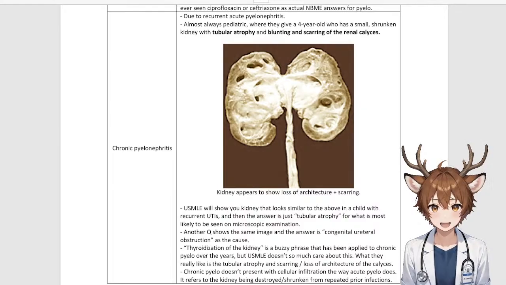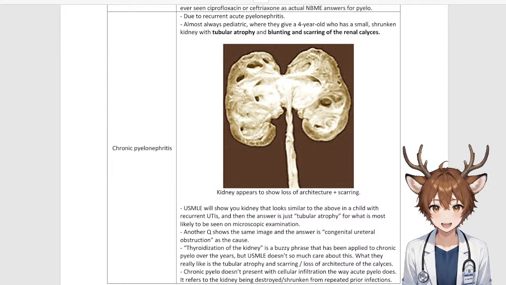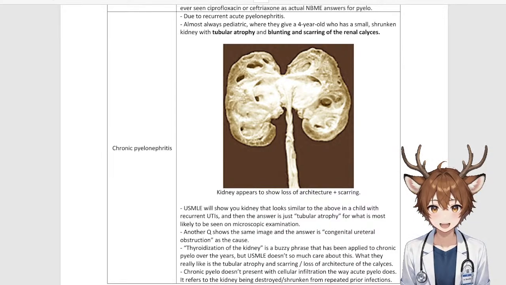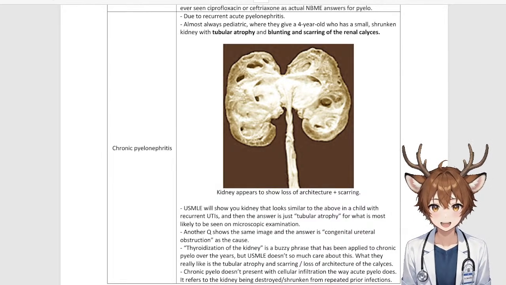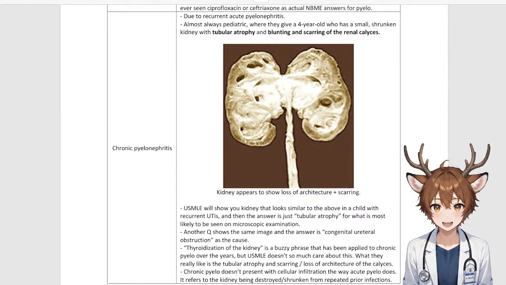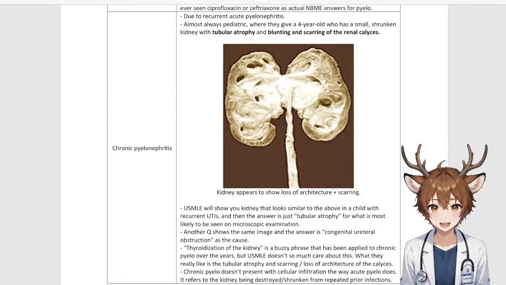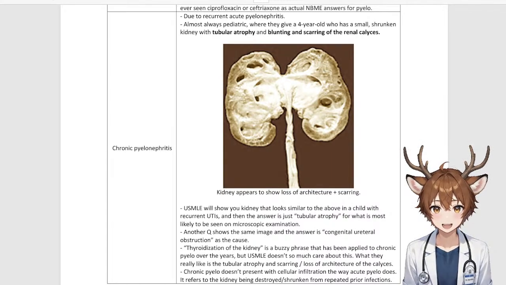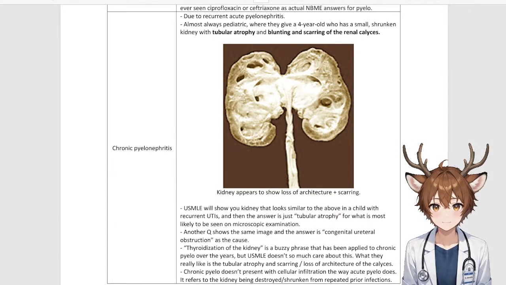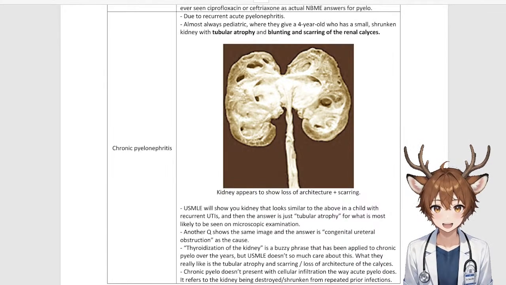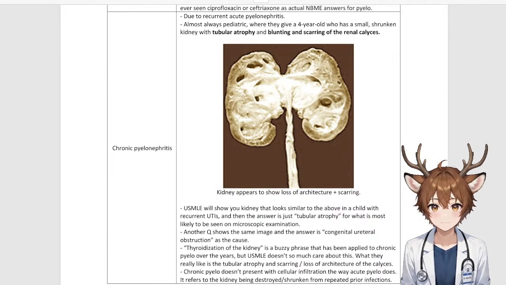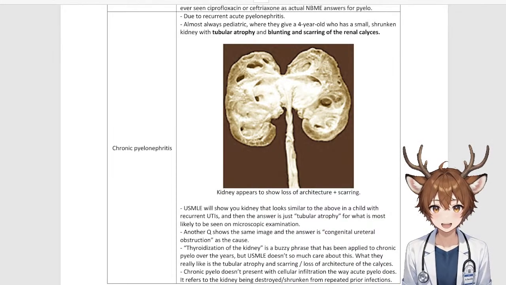USMLE will show you a kidney that looks similar to the above in a child with recurrent UTIs, and then the answer is just tubular atrophy for what is most likely to be seen on microscopic examination. Another question shows the same image, and the answer is congenital ureteral obstruction as the cause. Thyroidization of the kidney is a buzzy phrase that has been applied to chronic pyelonephritis over the years, but USMLE doesn't so much care about this. What they really care about is the tubular atrophy and scarring, loss of architecture of the calyces.